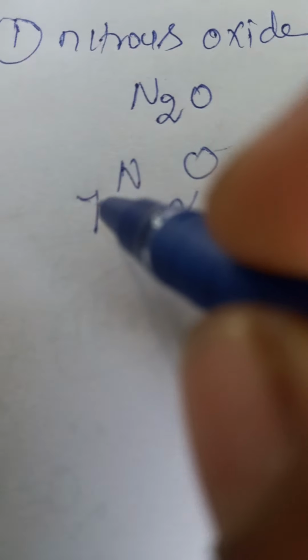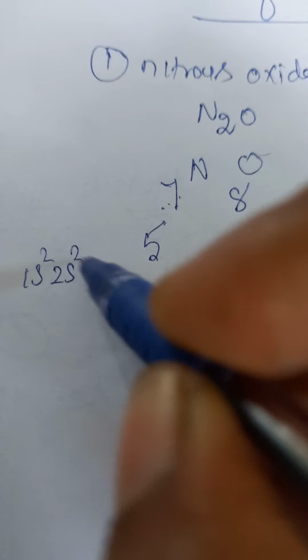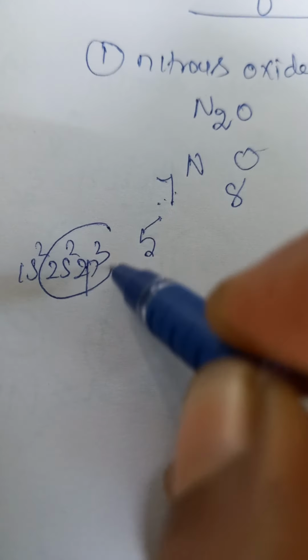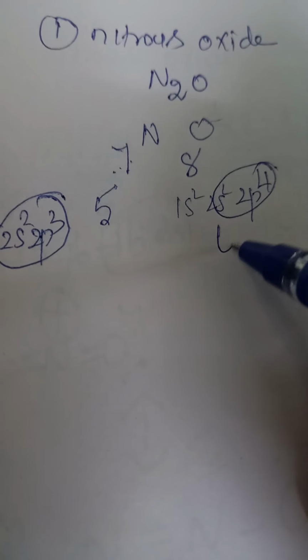First one is nitrous oxide, formula N2O. Nitrogen atomic number 7, oxygen atomic number 8. So writing the configuration: 1s2, 2s2, 2p3. Outermost 5 electrons. For oxygen: 1s2, 2s2, 2p4. Outermost 6 electrons.